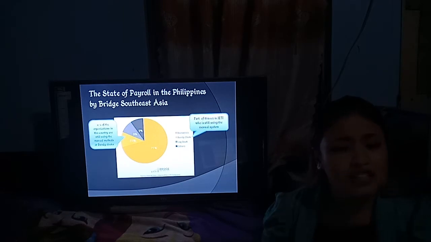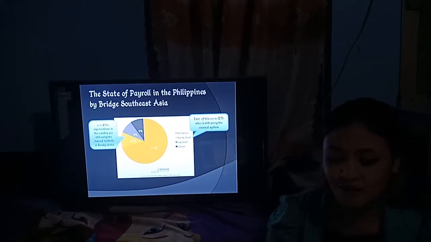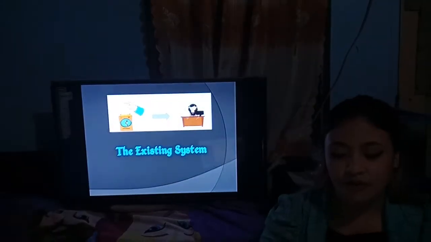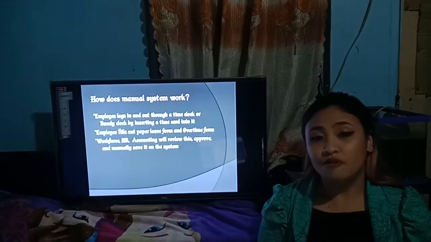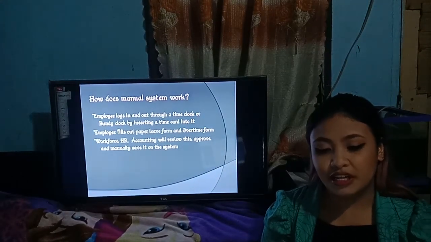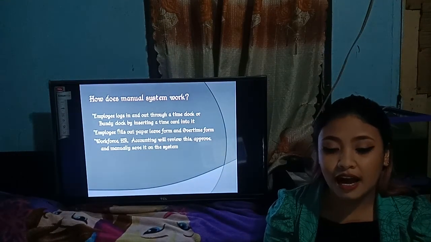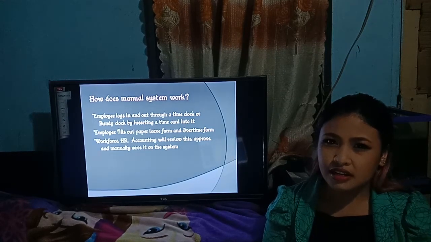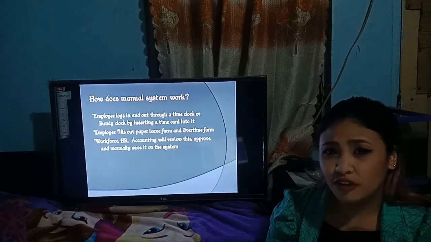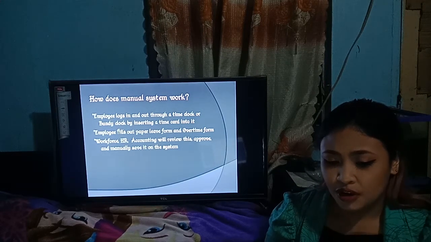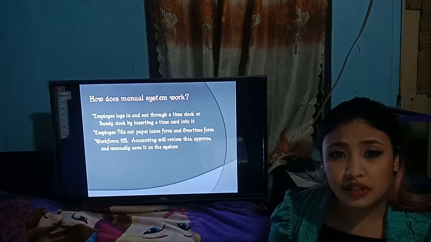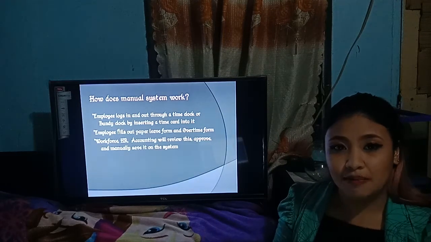So, how does this manual system work? Let's find out. First, employees insert a time card into the bundy clock to record their log in and log out. In requesting leave and overtime, they have to fill out a printed form. On the management side, they will review this, approve, and manually save it on the system.